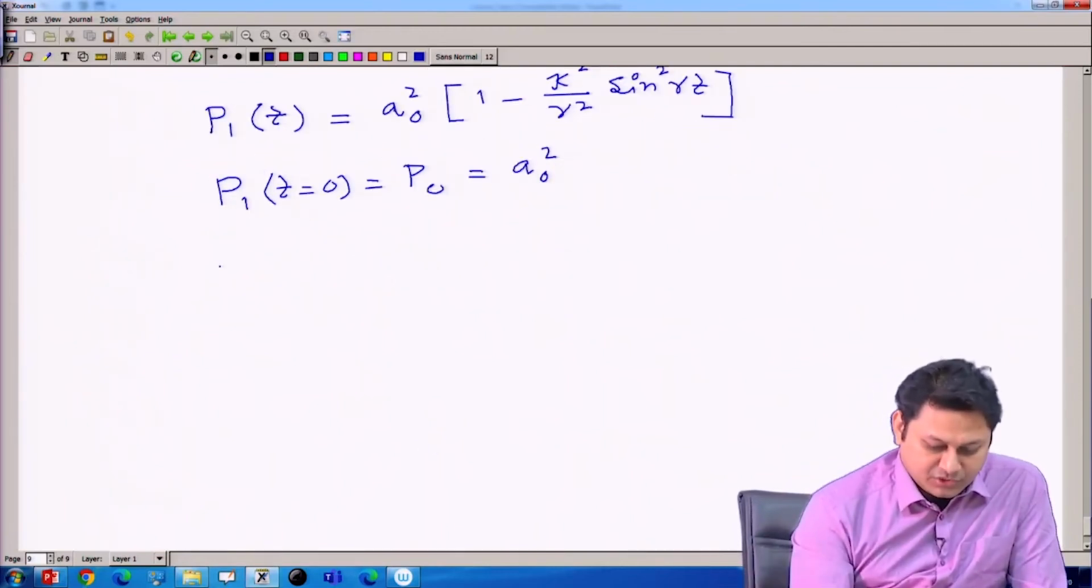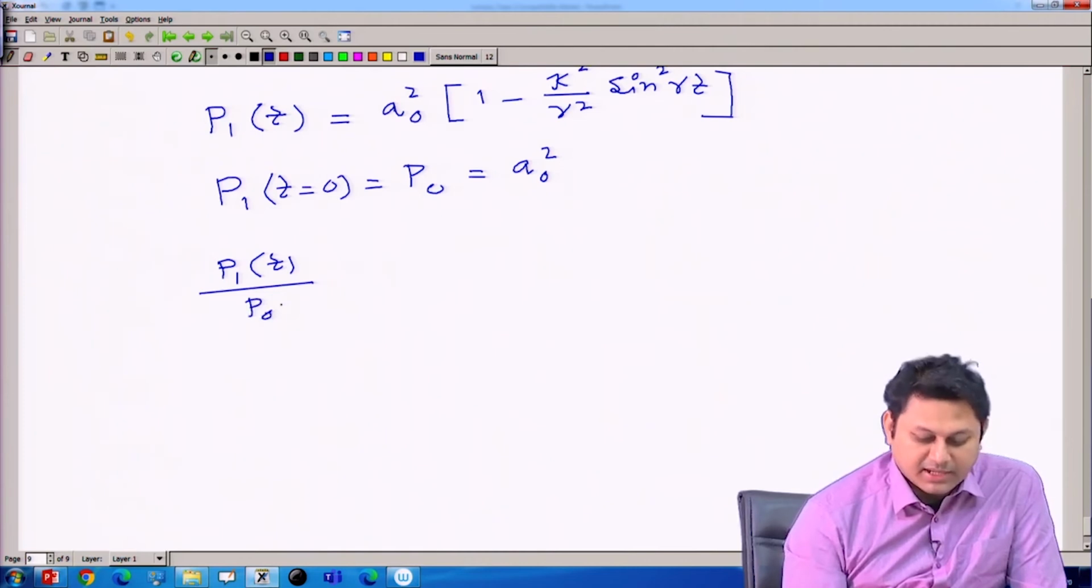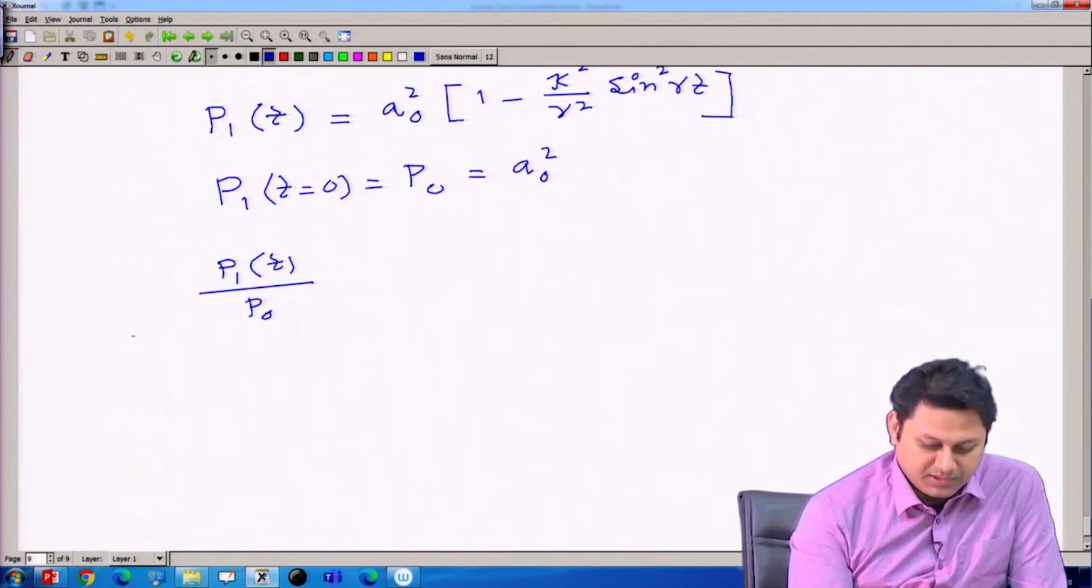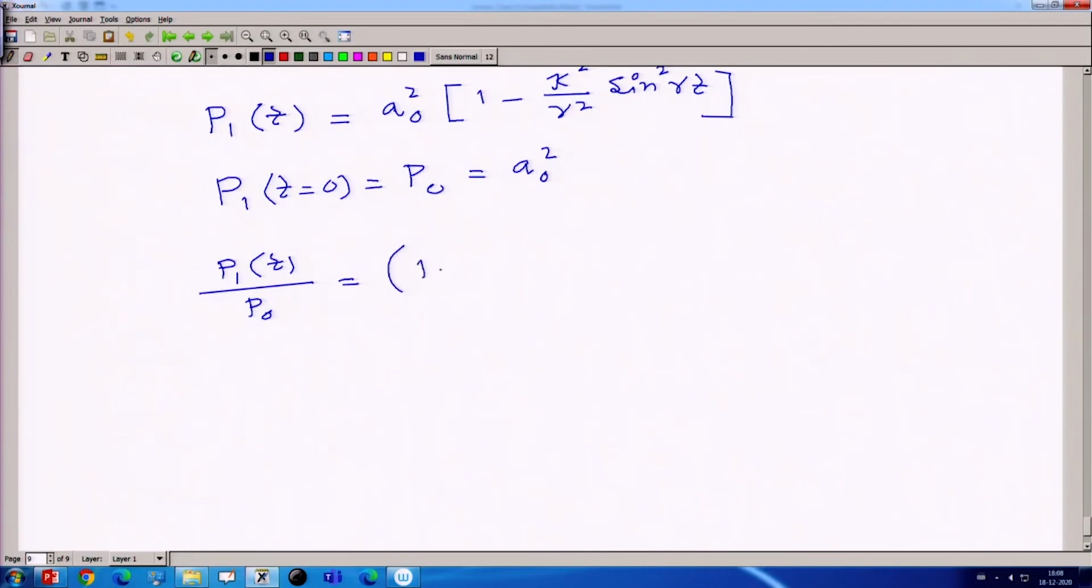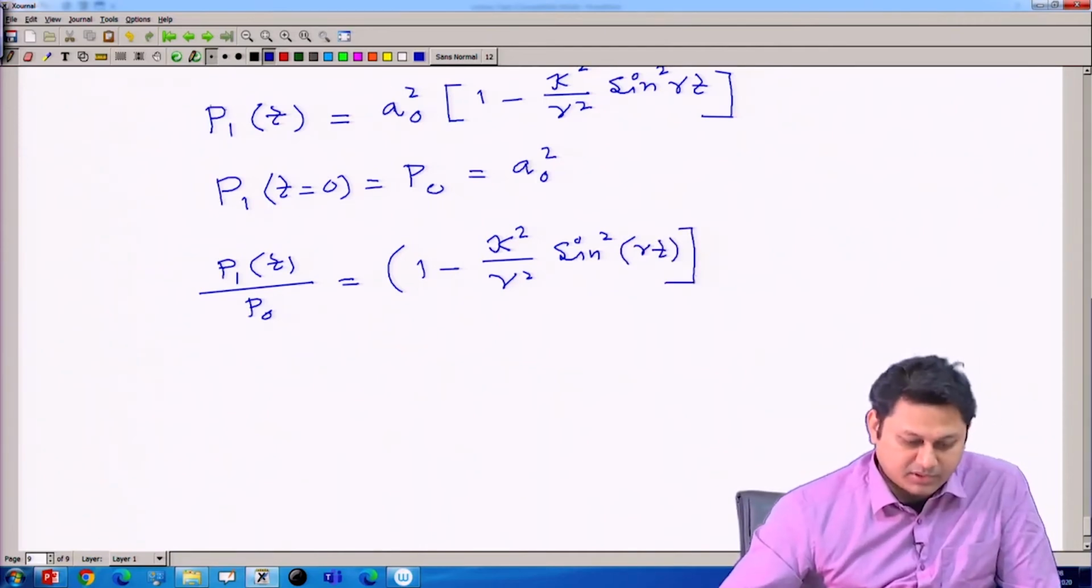So, I can write this ratio as P1(z) divided by the initial power P0, which is P1 at z equal to 0. So, P0 is P1 at z equal to 0 simply. It is 1 minus kappa square divided by gamma square sine square gamma z. Very important equation I have.